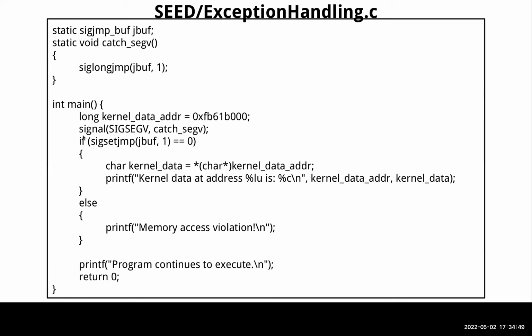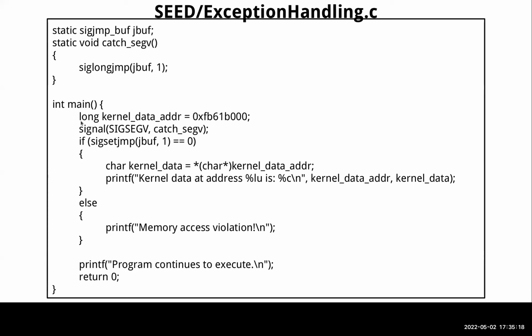Then we set a signal handler. We are going to handle the signal SIGSEGV, which is a segmentation fault. When a segmentation fault happens, you do not crash my program. Instead, you call my function catch_segv here. By doing this, the OS will not crash your program. Instead, it will call the function you give, which is catch_segv.